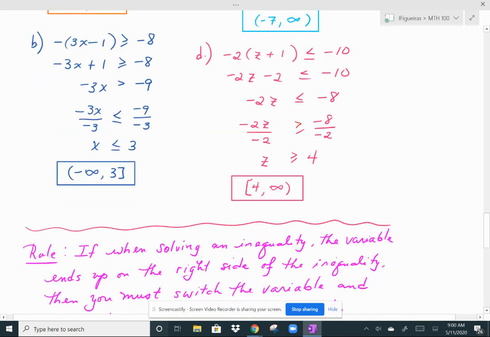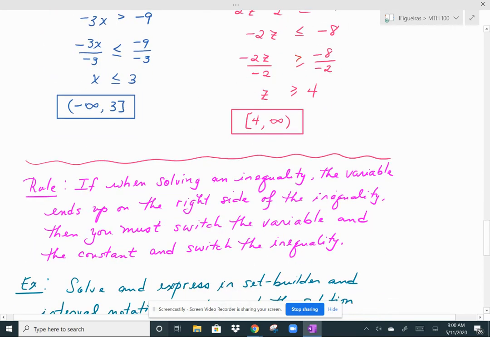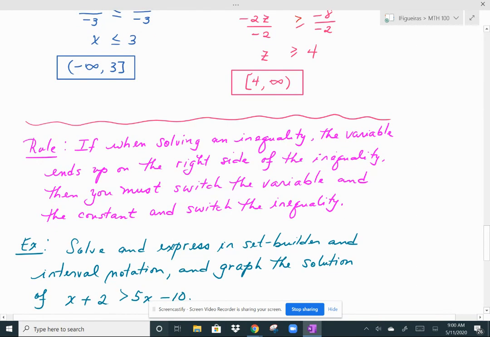All right, so here's another rule. If when solving an inequality, the variable ends up on the right side of the inequality, then you must switch the variable and the constant and switch the inequality to its opposite. So this will happen if, when you're doing your work, your variable ends up on the right. You always want to read your inequality from left to right. So x is whatever the inequality is, less than or equal, greater than or equal to some number. You don't want the variable on the right. So this is how we fix it.